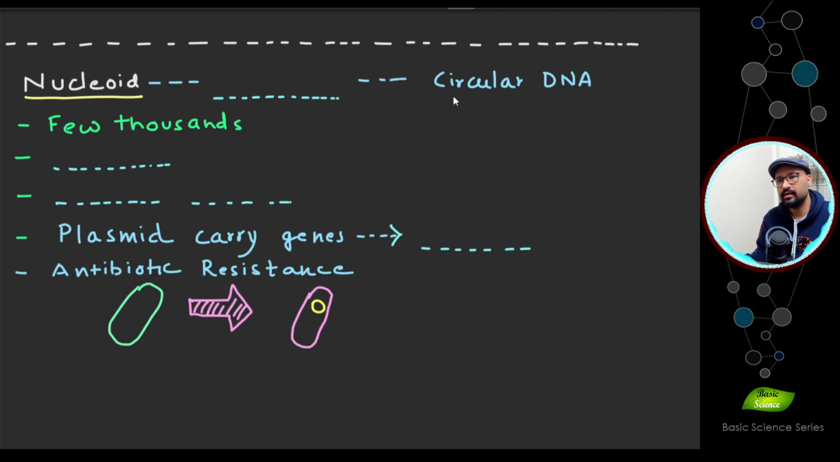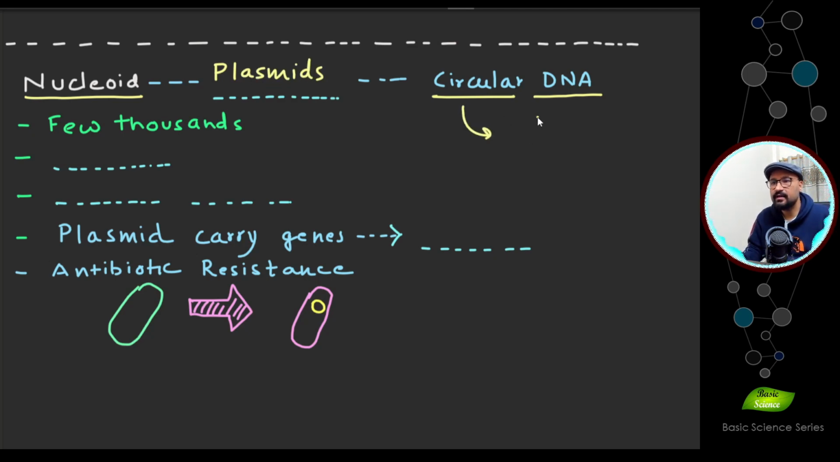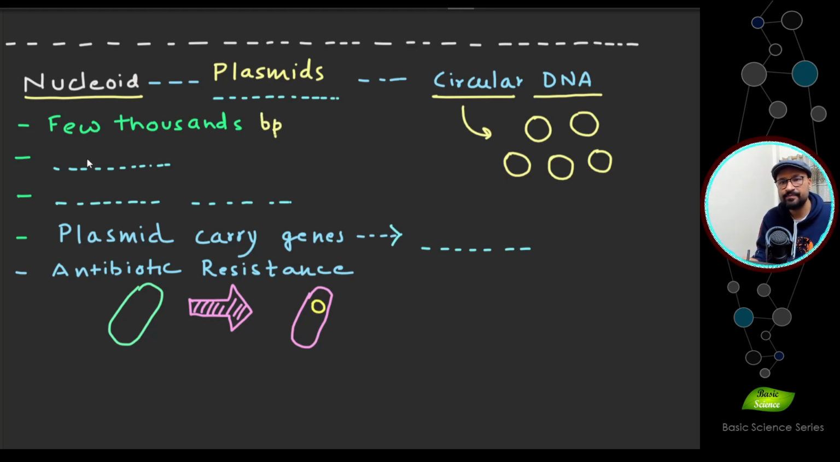Now moving on to some other things. There are some other circular DNA molecules that are present inside the bacteria. They are known as plasmids. Plasmids are nothing but small circular pieces of DNA. They are much smaller than the typical nucleoid, very, very small. They are basically a few thousand base pairs in length, or some plasmids can have more than or equal to 10,000 base pairs as well. So this is an important number regarding the plasmid DNA.